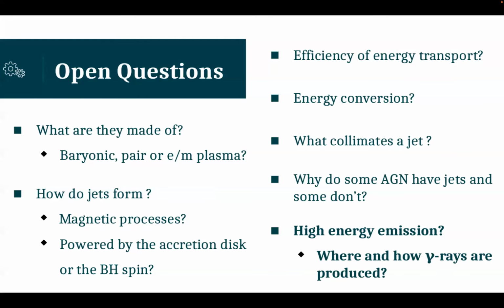Now, some open questions that surround AGNs and their jets are: what are they made of? How do jets form? Why do some AGNs have jets and others don't? And the question that we are trying to answer in this project is where and how the gamma rays are produced.